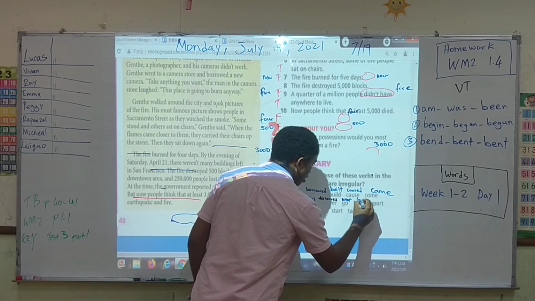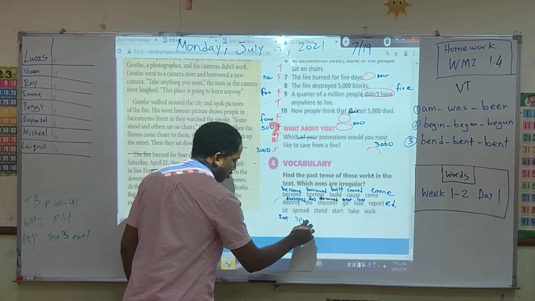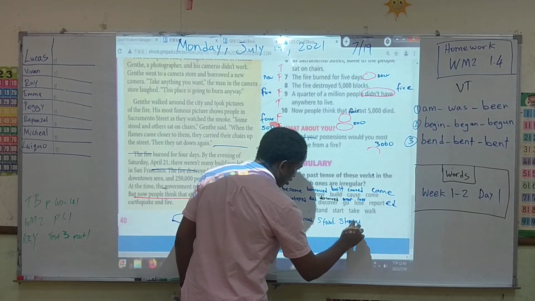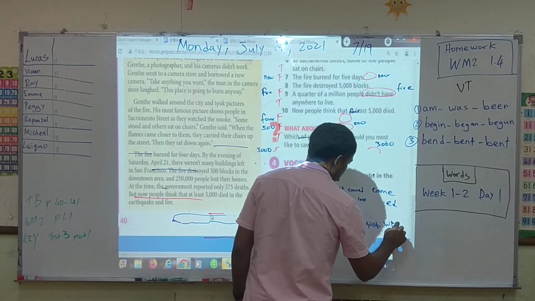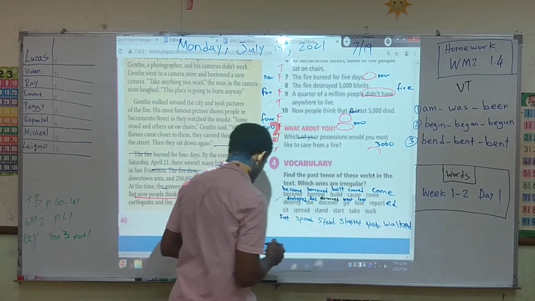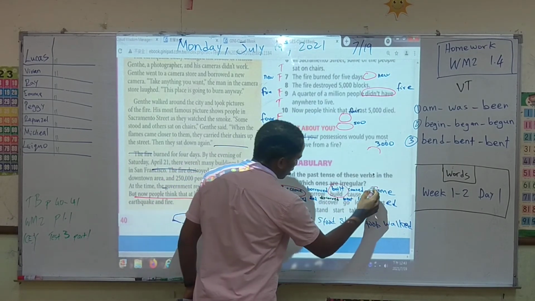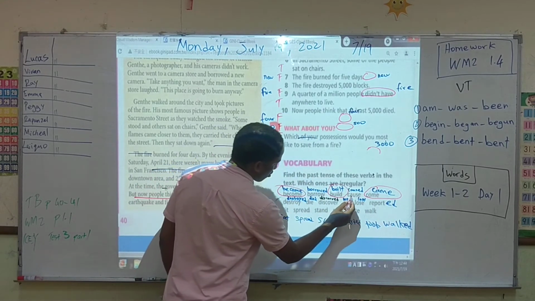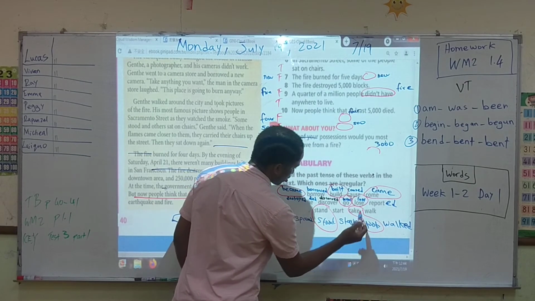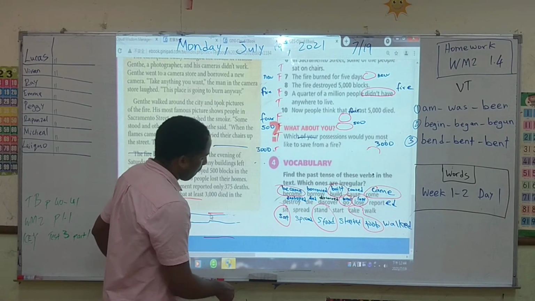Go, went, W-E-N-T. Lose, lost, L-O-S-T. Report, reported. Sit, sat. Spread, spread. Stand, stood. Start, started. Take, took. Walk, walked. Good. Which ones are irregular? The irregular ones are become, build, come, die, go, lose, sit, stand, take. Good, these are the irregular ones. And spread, spread.